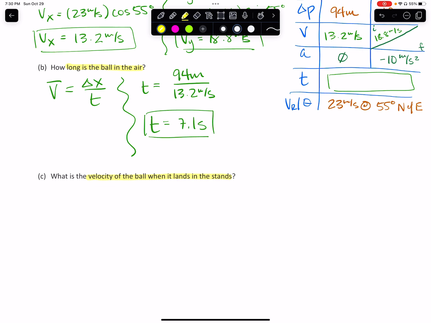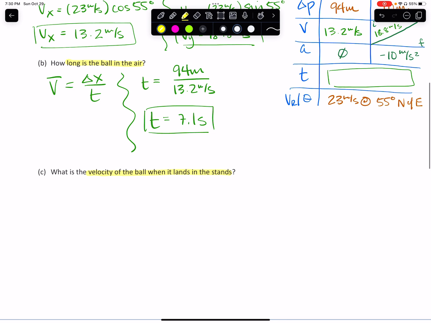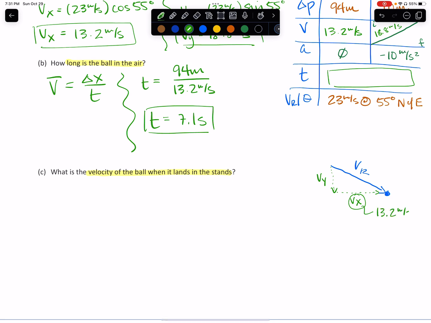All right, so this is a little bit tricky because when it lands in the stands, that means it's going to be coming down like this, right? We're looking for this resultant value, which means we need to figure out what our two components are, and then we're going to use Pythagorean's theorem to calculate that resultant. I'm going to have my velocity in the y direction and then my velocity in the x. Now, my horizontal velocity I know because it's constant, so it's still 13.2 meters per second.